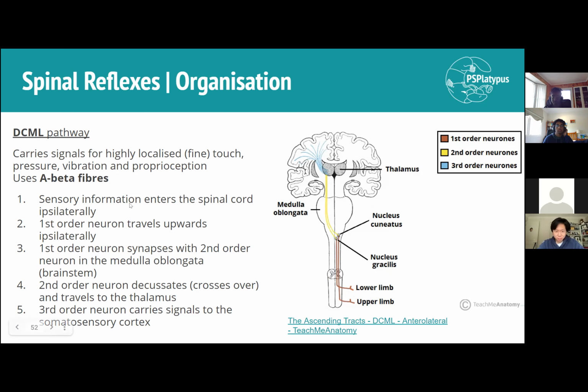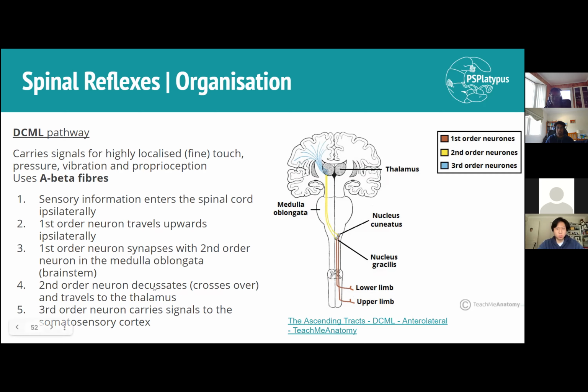Ipsilaterally, we talked about, it means same side of the body. The first order neuron is going to travel up ipsilaterally again, and it's going to synapse with the second order neuron. So we said this sort of highway has 3 different parts to it. It's going to synapse with the second order neuron in the medulla oblongata, which is part of the brainstem. The second order neuron is going to decussate.